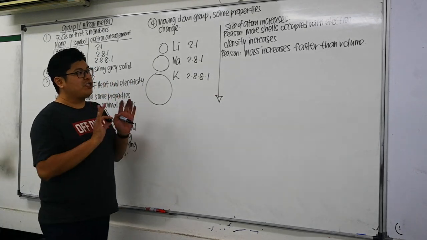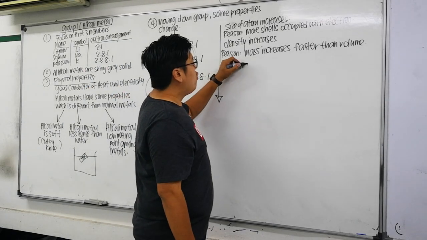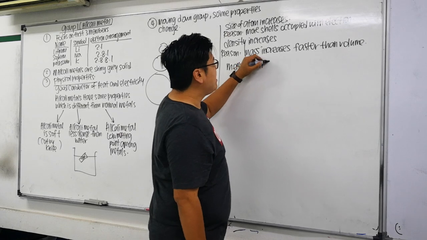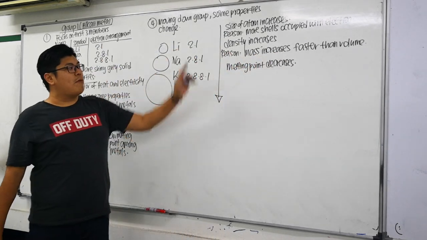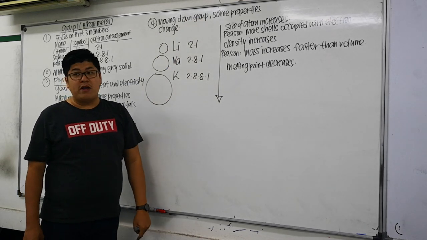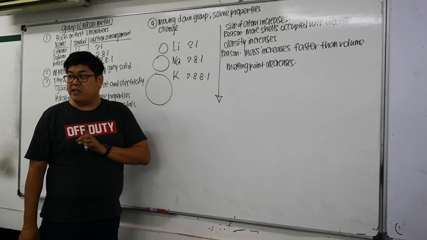The last thing, which is the most important thing, is the melting point. Going down the group, the melting point decreases. Now this is a bit different from group 18. In group 18, going down the group, the melting point increases. But in group 1, going down the group, the melting point decreases. Okay, they're a bit different.